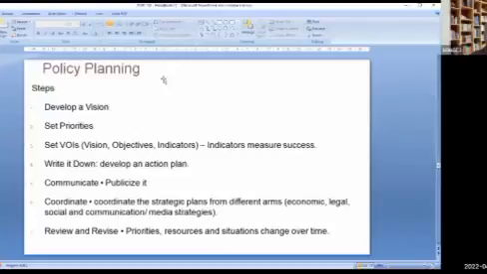Priorities can change because of different levers working in different ways. Priorities, resources, and situations change over time. So you need to review and revise the plan. It's not something you just plan and work with.